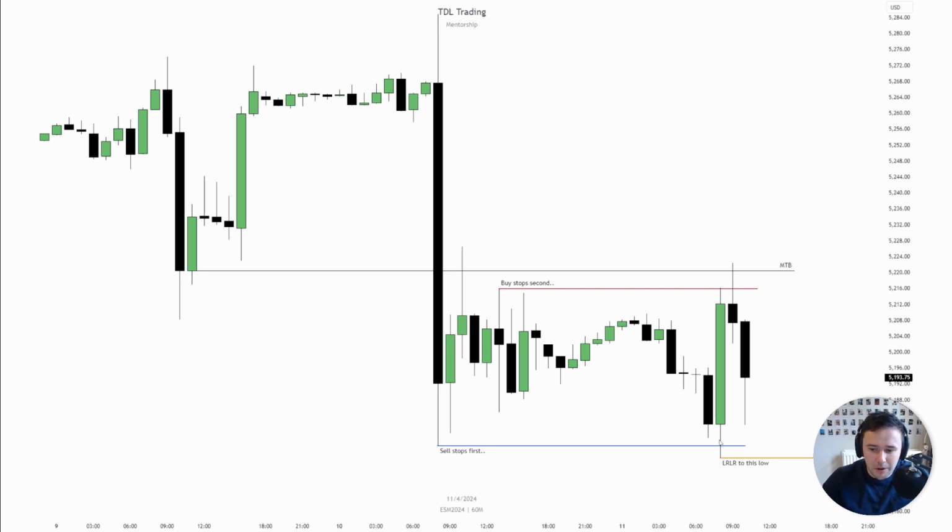We had a run on sell stops, and after the run on sell stops we have a run on buy stops. And when a scenario like this occurs, when the sell stops has been taken out first and the buy stops has been taken out second, we can expect a low resistance liquidity run towards this low. So the bearish bias has been established overall.